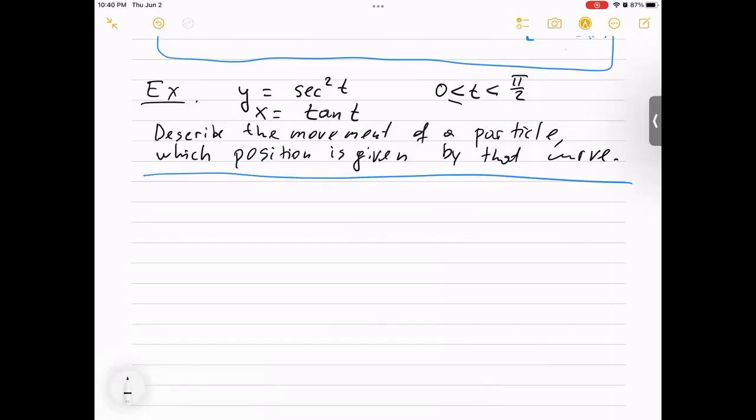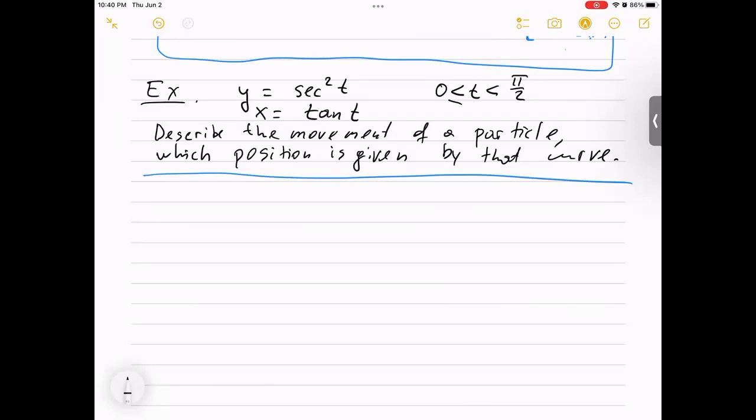Let's consider the following example. We have a curve y equals secant squared t, x equals tangent t, where t is between 0 and pi over 2. We have the position of a particle given by the parametric function, and we want to describe the movement of that particle.